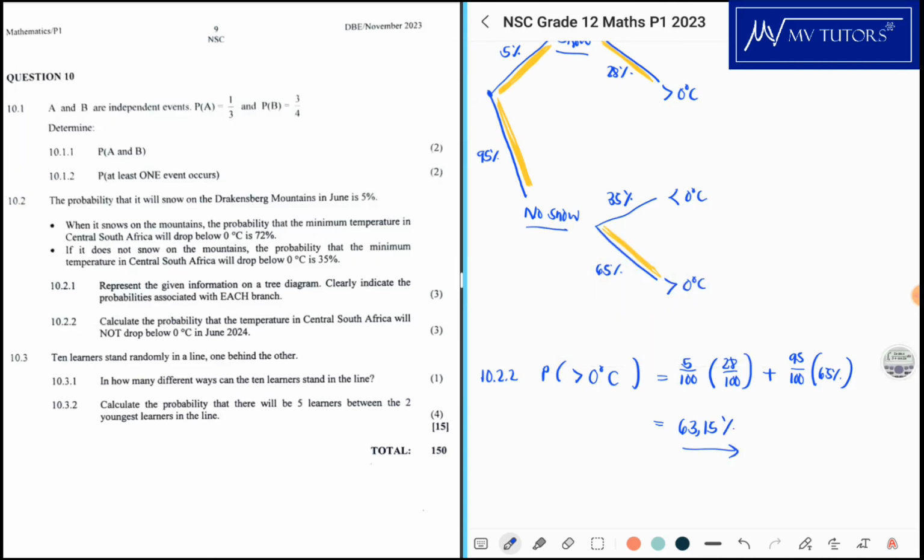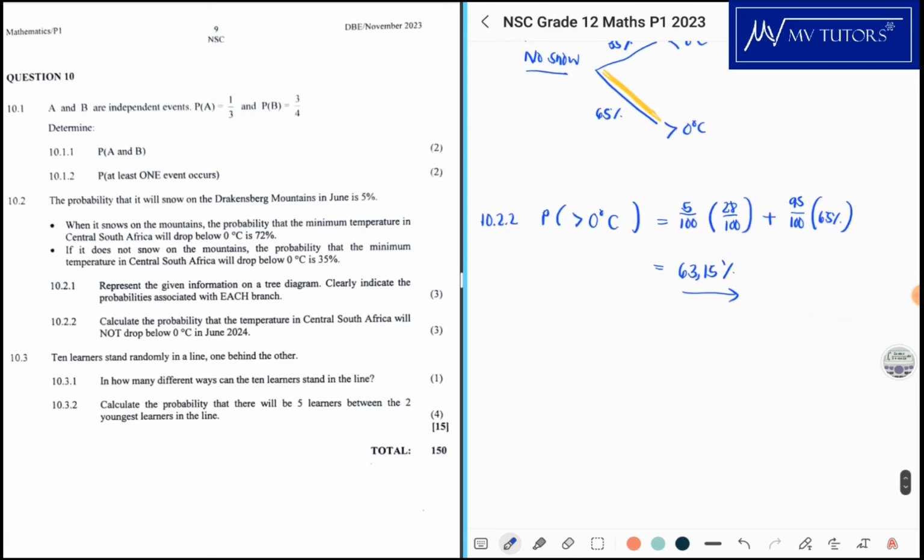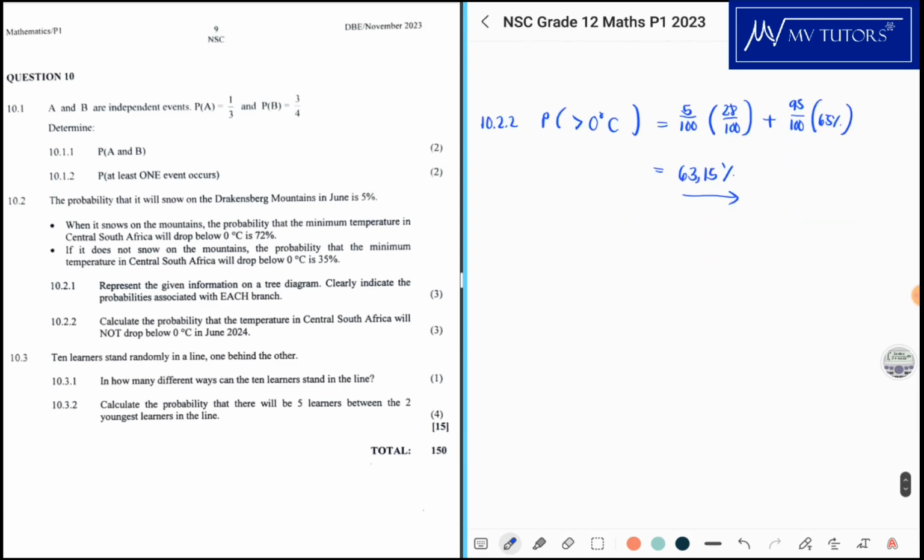And does that answer make sense? Yes. Because in Central South Africa, we don't really have such cold temperatures. So the probability that you're going to get temperatures higher than 0 degrees should be high. This is Africa. It's only in those special places where you have snow.